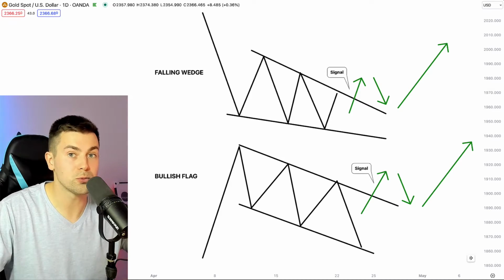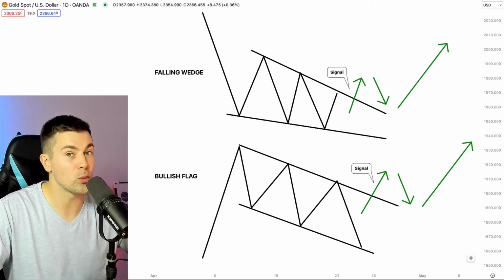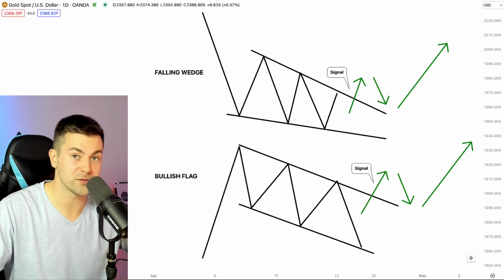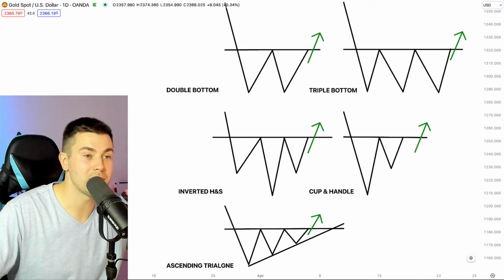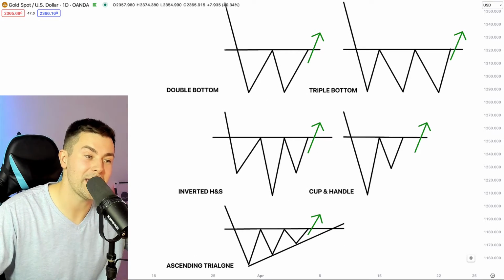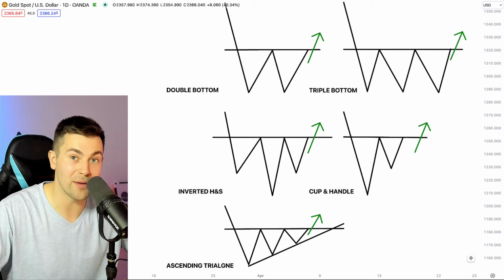Once you see a bullish breakout and the hourly candle closes above the resistance of a falling wedge pattern or a bullish flag, that will be your signal. Your bullish signal with the double bottom, triple bottom, cup and handle, inverted head and shoulders pattern, and the ascending triangle will be an hourly candle close above the neckline.